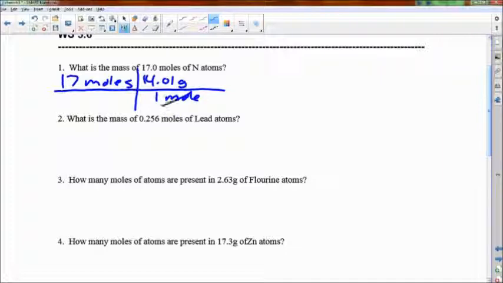So I put moles on the bottom so they'll cancel out. I'm pretty much done. You just need to multiply 14.01 times the number of moles. And we get 238 grams, rounded to 3 significant figures.